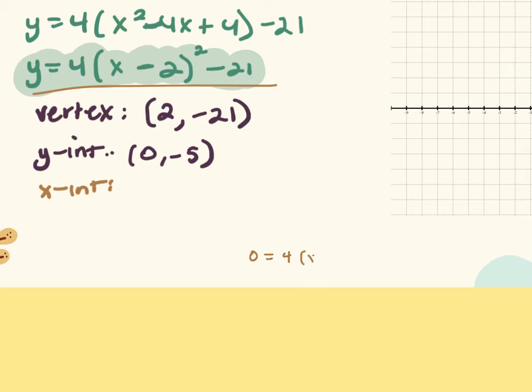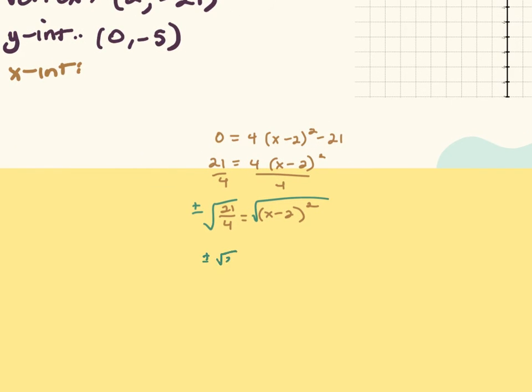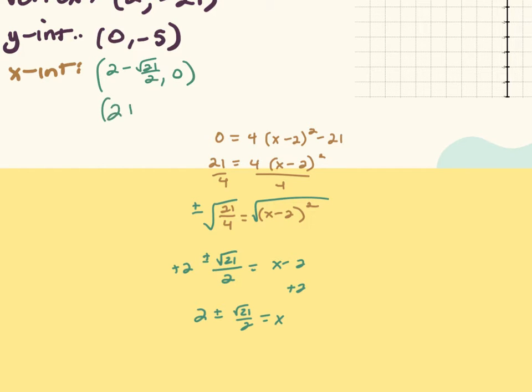So 0 equals 4 times x minus 2 squared minus 21. So I'm going to add the 21, divide by 4, square root both sides, putting the plus and minus. Plus and minus, the square root of 21 doesn't get simplified, but 4 does. And then I'm going to add the 2. So I get 2 plus and minus square root 21 over 2. That would be 2 minus square root 21 over 2, 0, and 2 plus square root 21 over 2, 0.